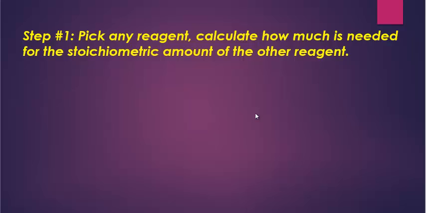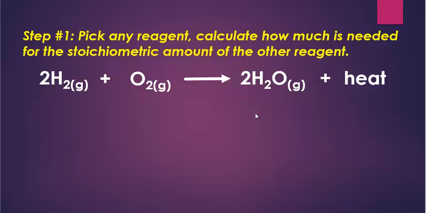So how do you do that? There's a process. This is the main thing we're going to discuss today. Step number 1: pick any reagent. Calculate how much is needed for the stoichiometric amount of the other reagent. For this particular one, you have balanced the chemical equation. You started with 2.0 grams of hydrogen, and you want to calculate how many grams of oxygen gas will match 2.0 grams of hydrogen, and make sure they are completely reacted.